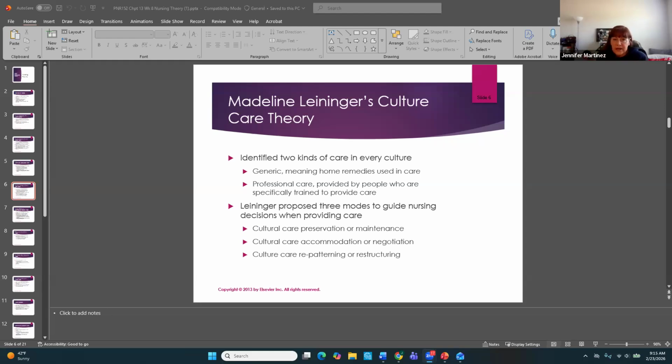So we look at cultural care preservation, right? We've talked about this before. We incorporate their cultural preferences within the care that we're providing, as long as it's safe, it's not a danger to themselves or others. But a lot of times when we look at this, it helps them to maintain health or even to restore health in some cases.